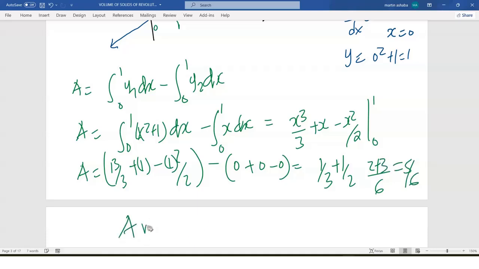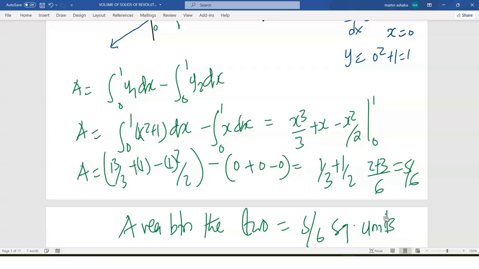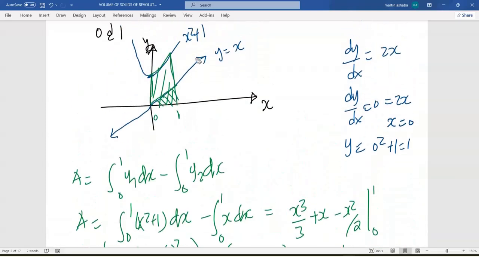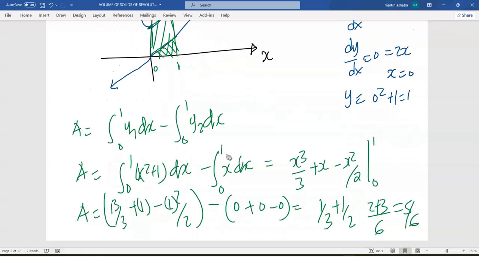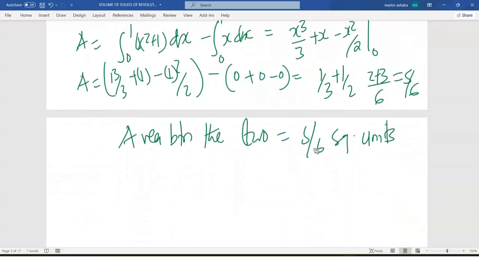So the area between the two will equal 5 out of 6 square units. So the area between the curve y equals x squared plus 1 and the line y is equal to x is going to be 5 out of 6 square units.